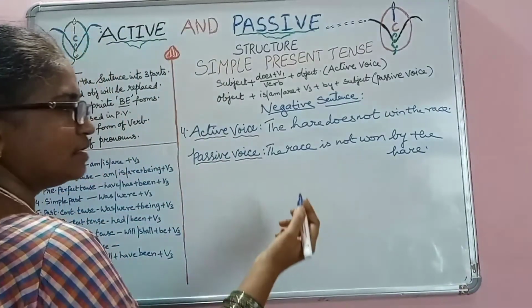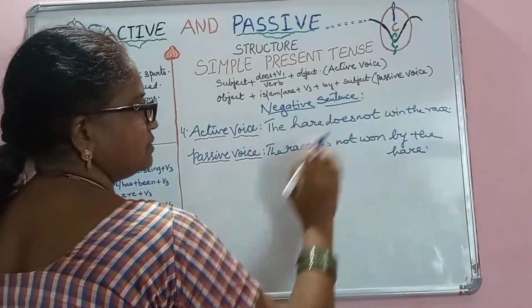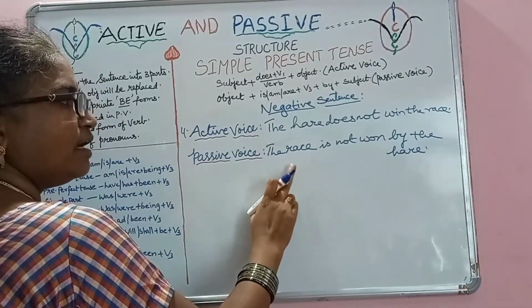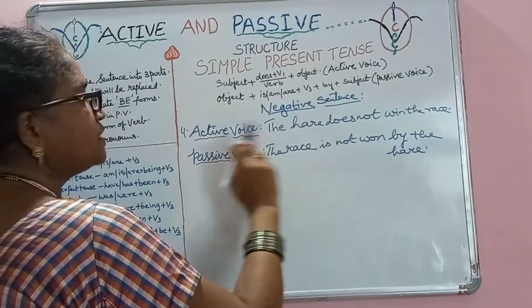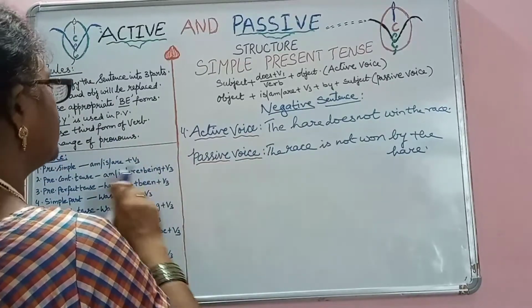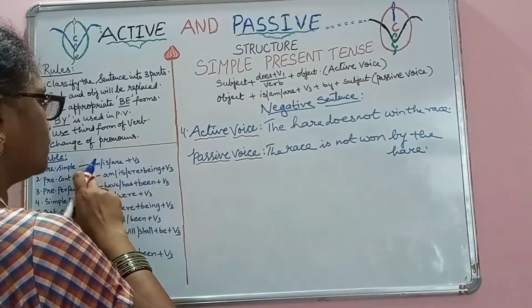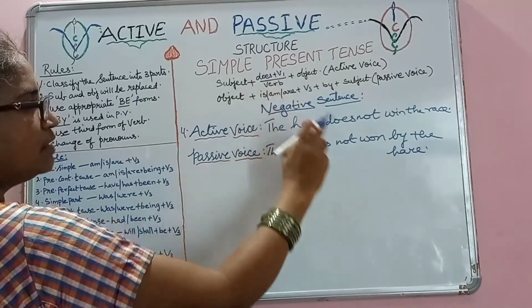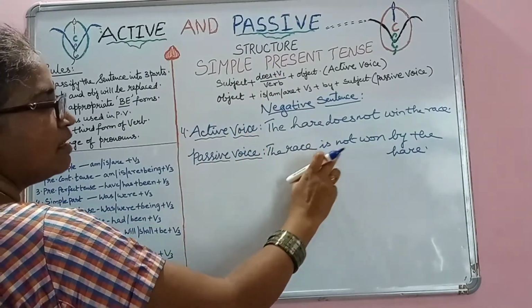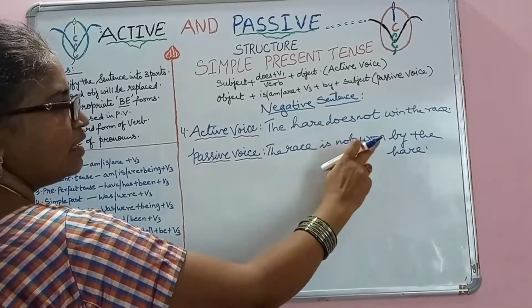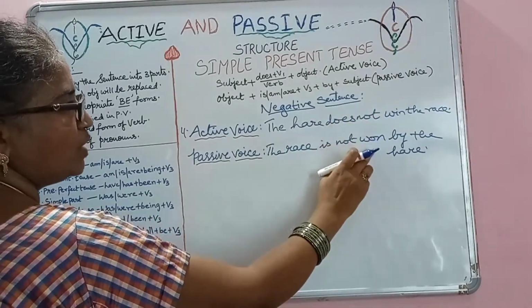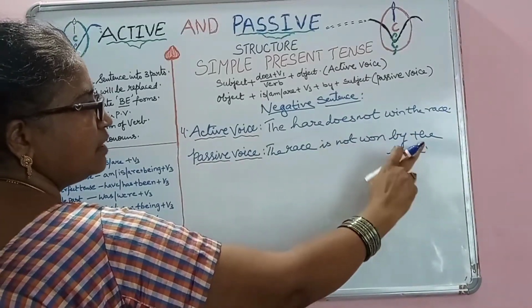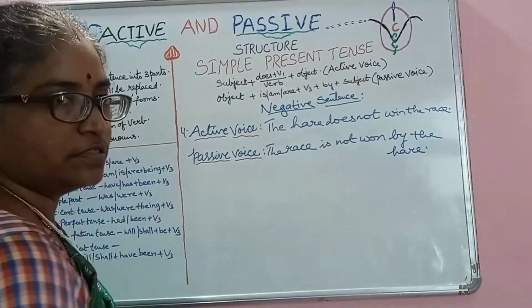Very simple. Just here, the race. This object has come to the subject place in the passive voice, and here does plus V1. See here, does plus V1 is what is given in the structure form in the above, as here it is mentioned as is and not as usual, and when changed into V1 it is a V3 form, by is followed, and the hare has come to the object place.